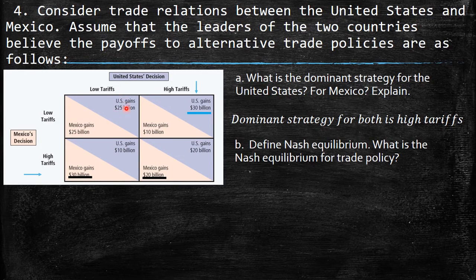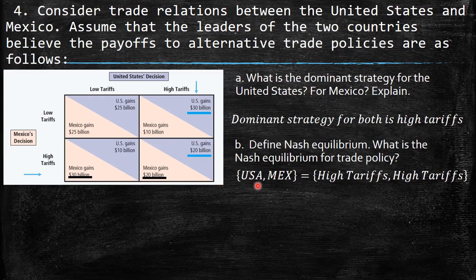So for this one, when Mexico goes with low tariff, it should be better for the US to get 30 billion, naturally, because it's a dominant strategy, and then for the high tariff, it will go to this one. So automatically we verify here that when both outputs are underlined, this is the Nash equilibrium. The strategy of the USA should be high tariffs, and Mexico should be high tariffs as well. So this is the Nash equilibrium.